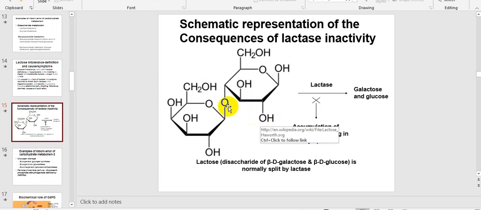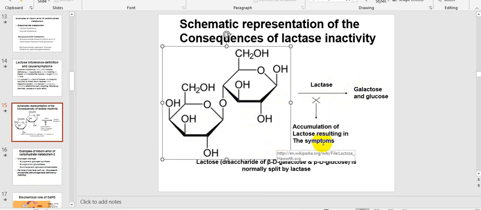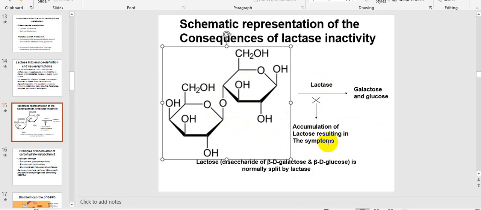So let's see, this is lactose. It contains glucose and galactose. You see? Lactase is supposed to break it down to galactose and glucose, because glucose and galactose have a glycosidic bond here. But it's impossible because the person is lacking the enzyme lactase. So this lactose will accumulate in a person having this condition, and this will result in the symptoms of diarrhea, vomiting, and the rest.